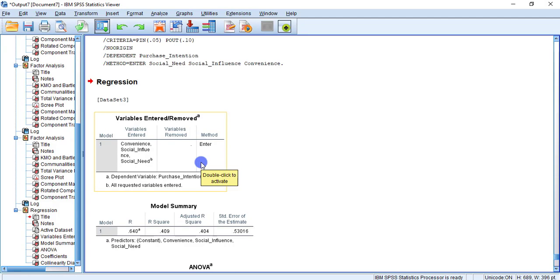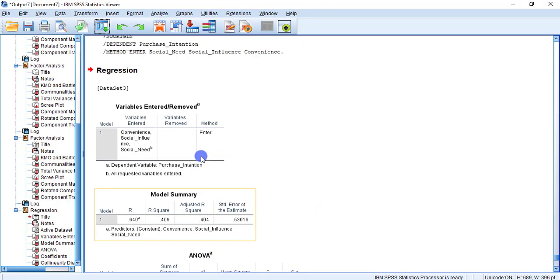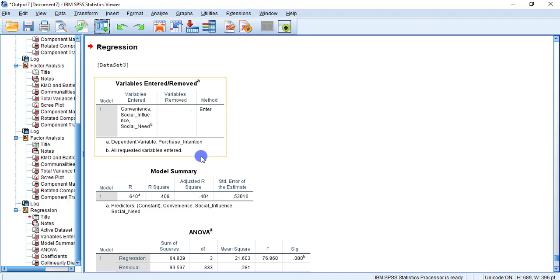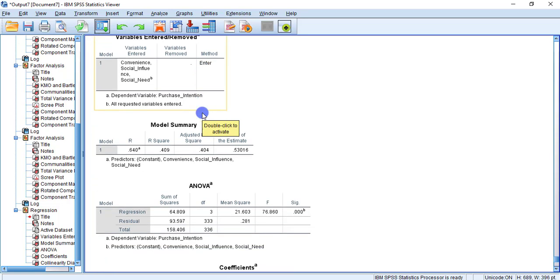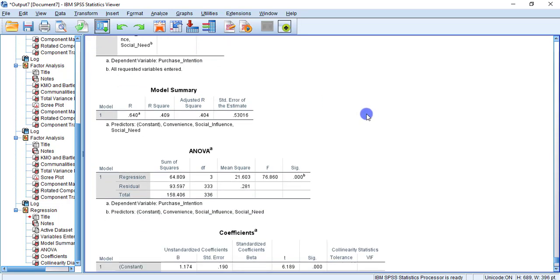Okay, this is the output. One by one I'm going to interpret the tables. The first table is just the description. Here it is mentioned which method you have used. We have used the enter method, so we don't have to use it in our decision making process. In the second table, model summary, we have to see two values, R square and adjusted R square, right?